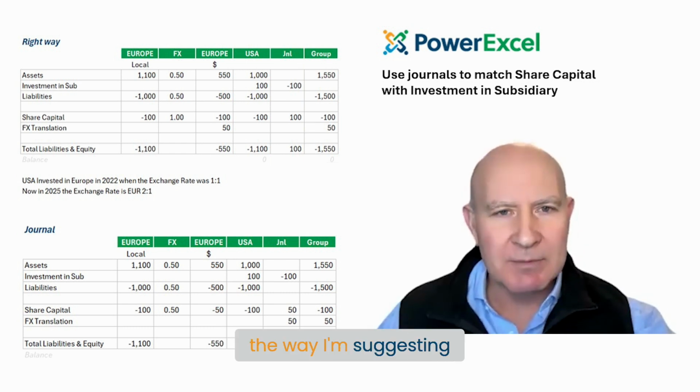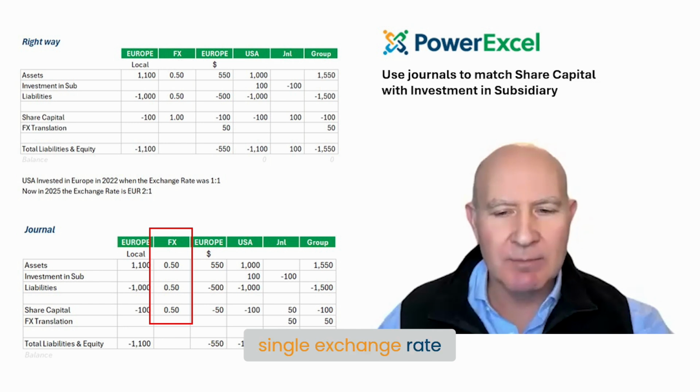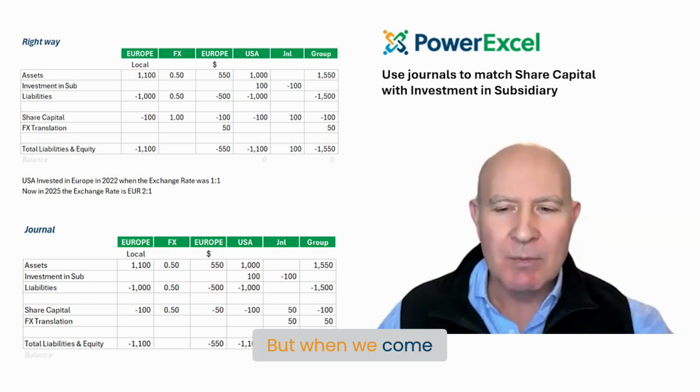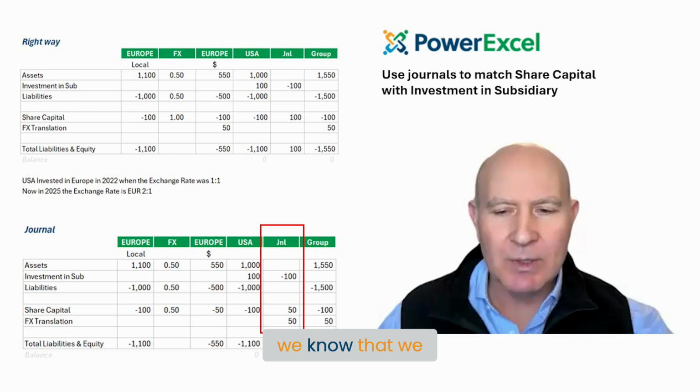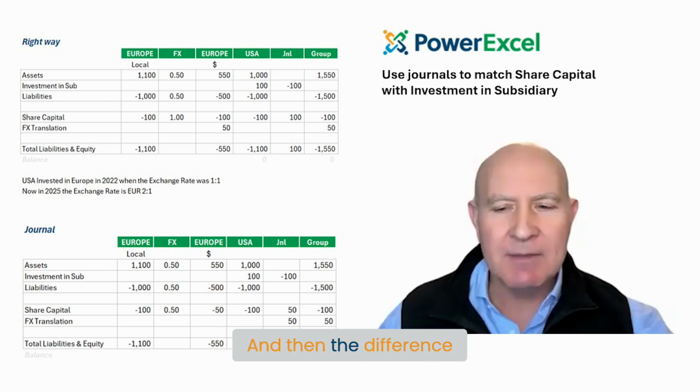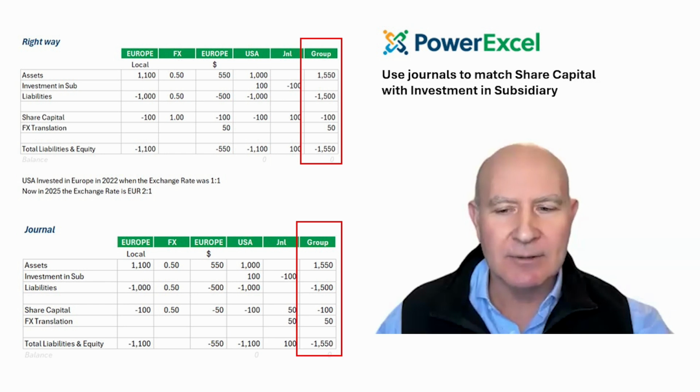Now, if you do it the way I'm suggesting, and we use a single exchange rate, what will happen is the initial translation will be different. The European balance sheet will be different. But when we come to do the journal to eliminate, we know that we need to eliminate the 100 investment in subsidiary, and we know we need to eliminate this translated 50 share capital. And then the difference, all we need to do is put the difference to FX translation reserve. And then you sum across. And what you'll notice is the group balance sheet is identical.